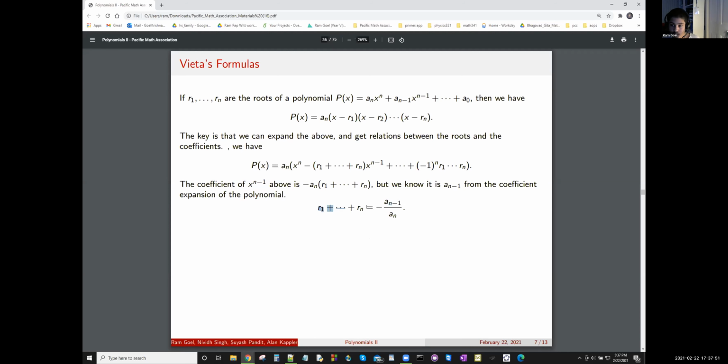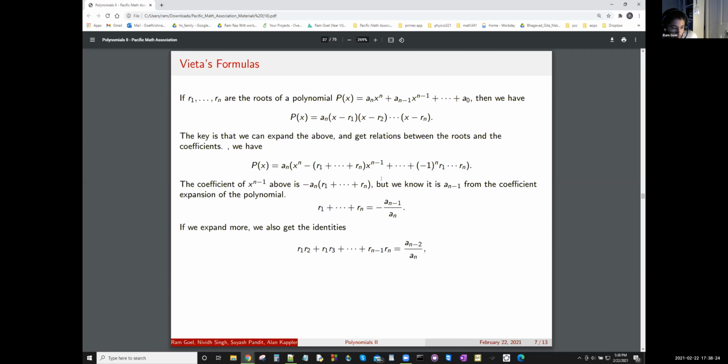This is a really, really important formula. Don't just memorize it. It's important to see where it comes from, which is why we were explaining. But the key is that if you just treat all this as a black box, you don't really get what's going on here. Or if you don't want to just try to remember this formula, what you have is p of x is a sub n times x to the n plus a sub n minus 1 times x to the n minus 1, and so on. Then the sum of the roots is negative a sub n minus 1 over a sub n.